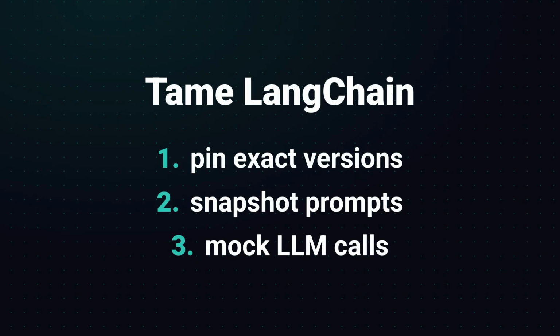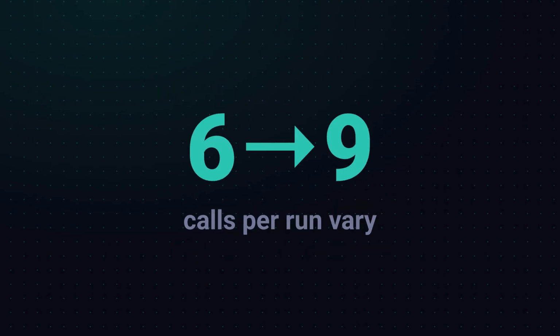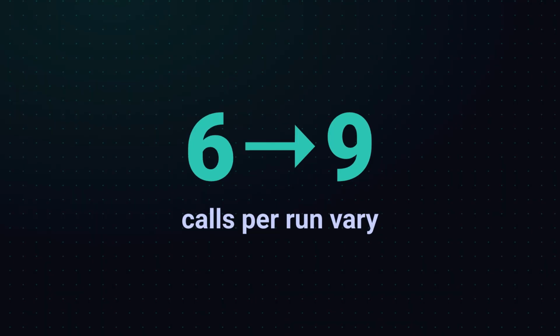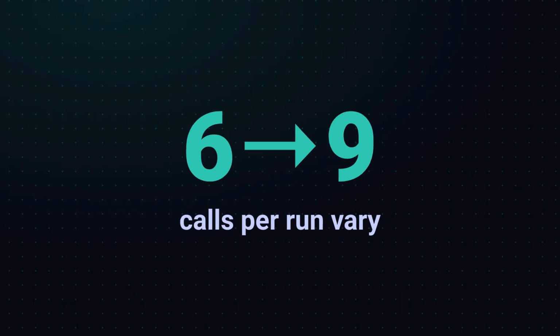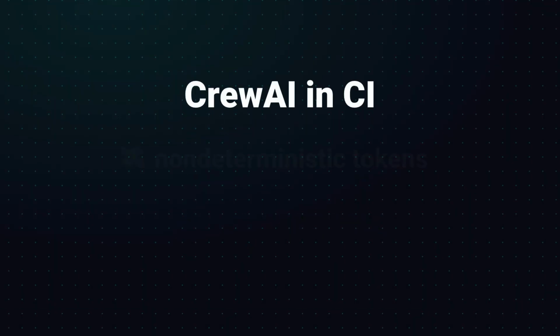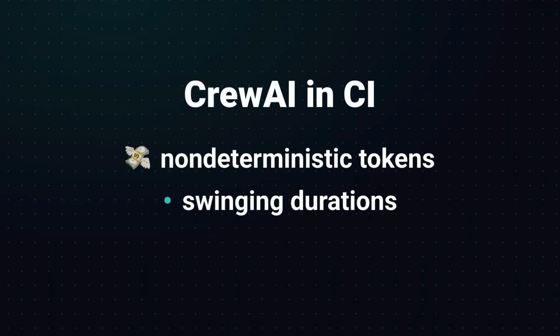The multi-agent chatter means one test run might make 6 model calls and the next might make 9, depending on how the agents decide to delegate. Your test duration swings wildly. Your token bill is non-deterministic, and mocking a single agent's response doesn't stop the others from calling out to the network.